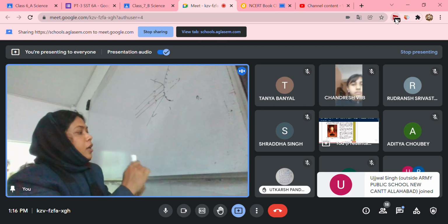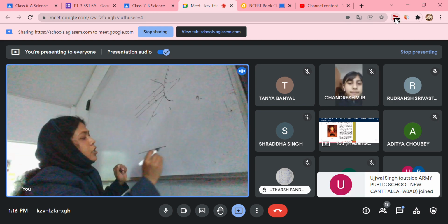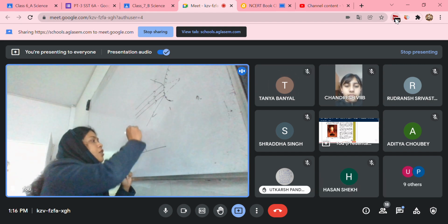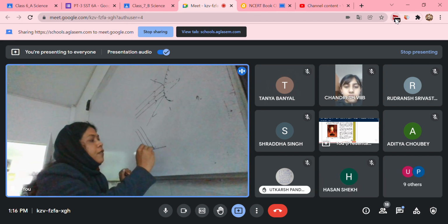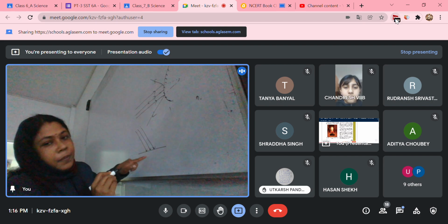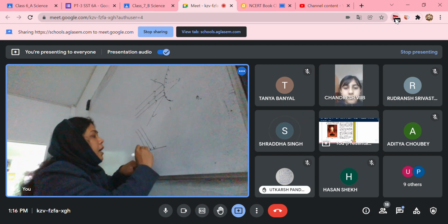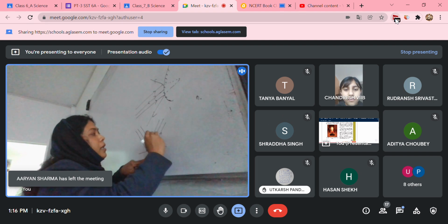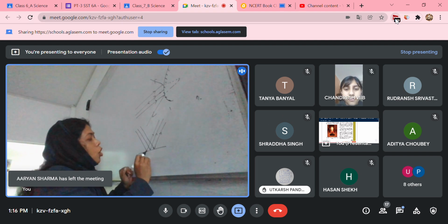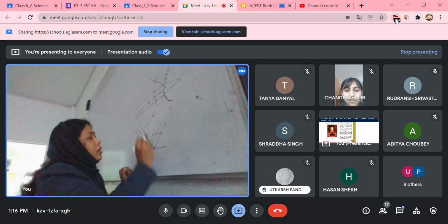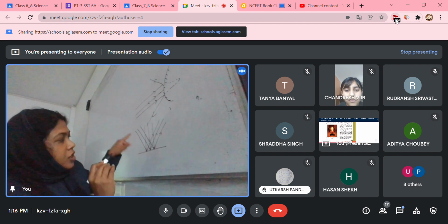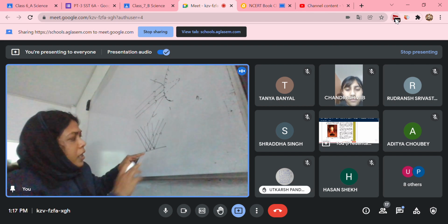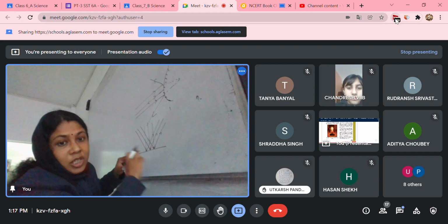Whenever a parallel ray of light falls on a plane surface, what will happen? The parallel rays of light will fall on the plane surface parallelly. Can you see they are falling parallelly? And after reflection, they will also reflect back parallelly. Why? Because all the normals are parallel to each other. These are the three normals of each and every incident ray. They are also parallel to each other. So the surface is plane, straight.